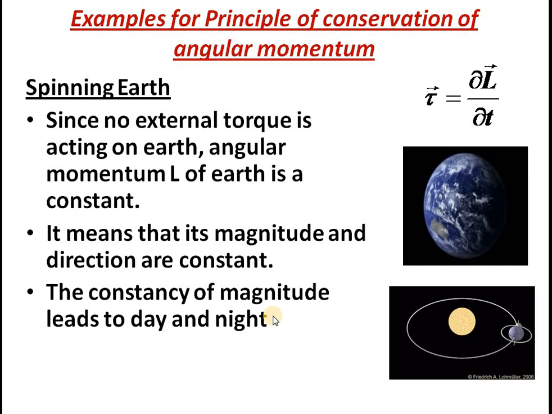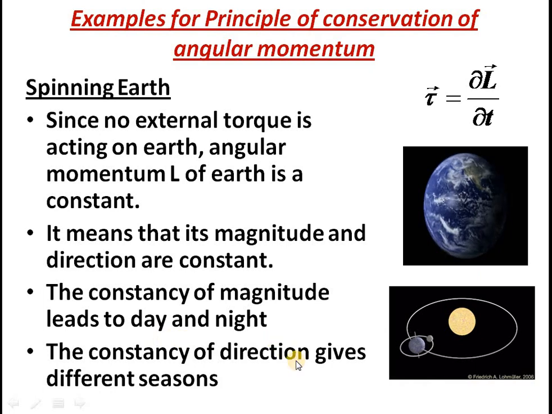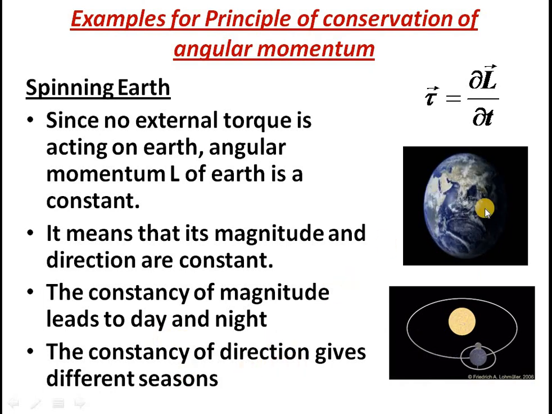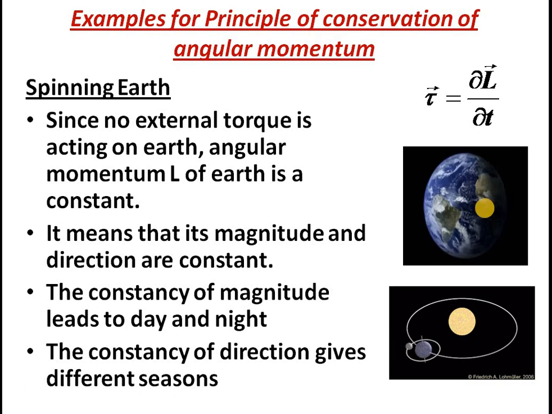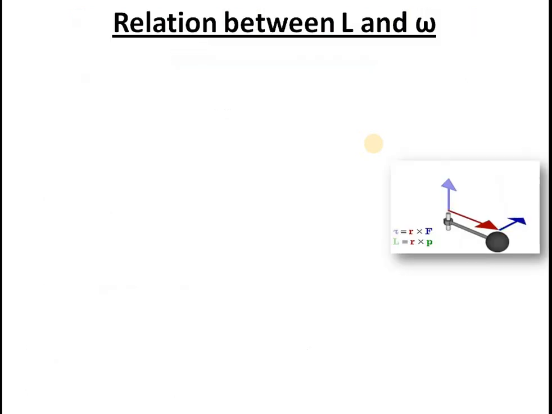So I hope the idea is clear. Constancy of magnitude of rotation leads to almost equal day and night, and the constancy of direction gives you different seasons. That's because Earth is inclined at an angle of 23.5 degrees. That is why, in a year, we get different seasons. The basic reason for that is that Earth is inclined at a particular angle. I'm not going into the details. You may get the details from any geography textbook. So that's left for you.